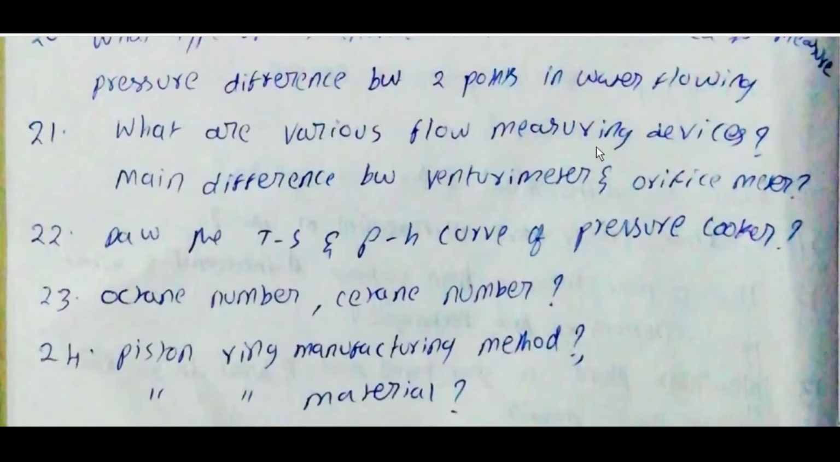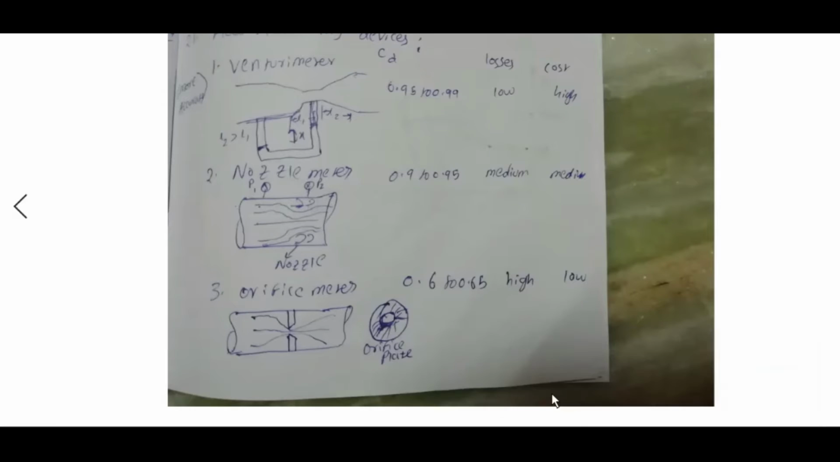What are the various flow measuring devices? What is the main difference between a venturi meter and an orifice meter? Flow measuring devices are venturi meter, nozzle meter, orifice meter. The venturi meter has a converging and diverging nozzle. The length of the diverging nozzle will be more. Pressure difference in terms of length is x. CD will be 0.95 to 0.99. Losses are low, but cost is high.